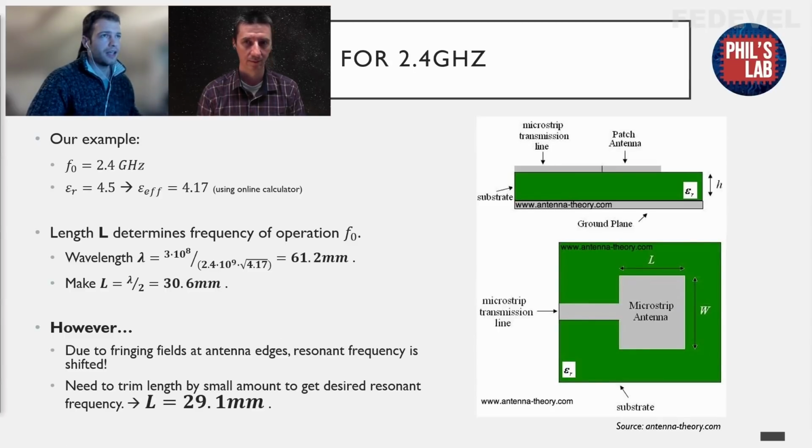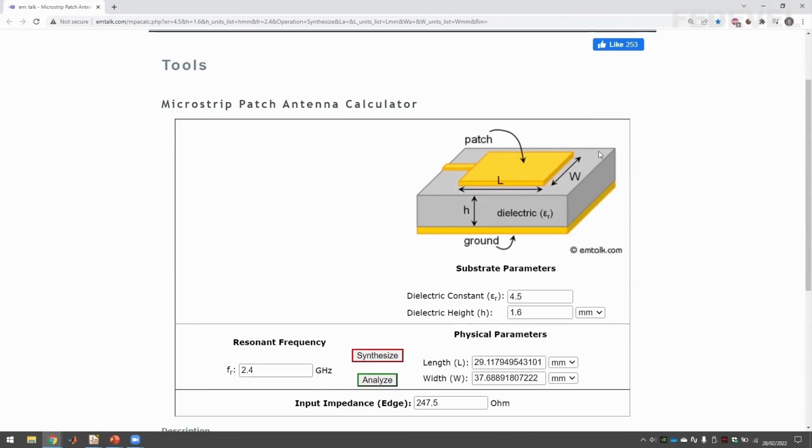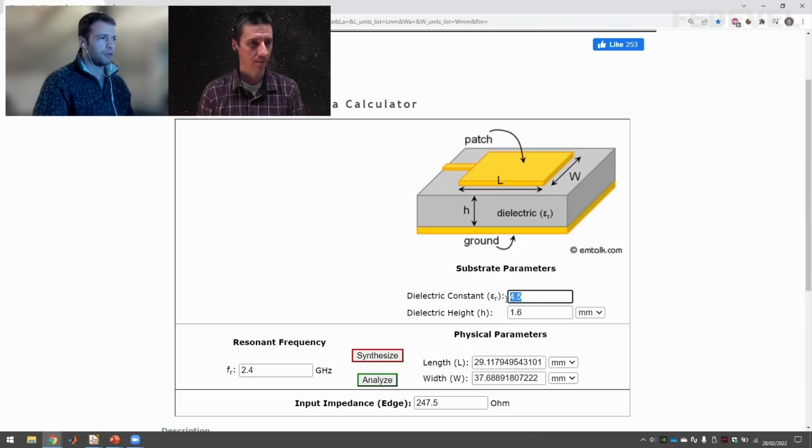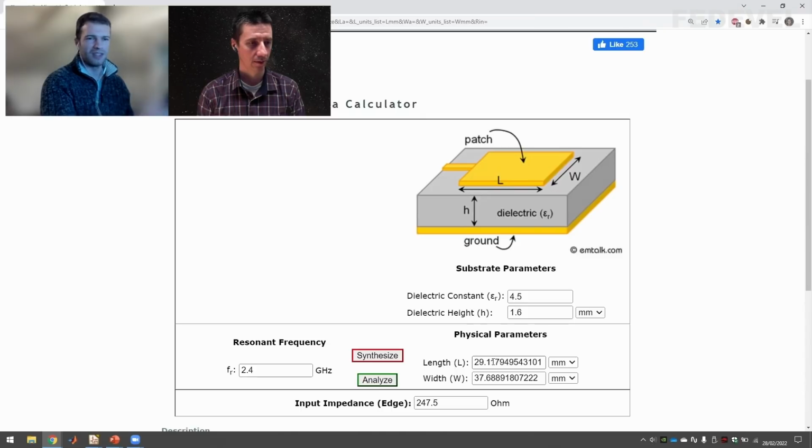There is actually a calculator, and I found there's a couple online. If you just Google it, there's one at emtalk.com, which will calculate the exact lengths that you need. So I've typed in 4.5. I have a dielectric height of 1.6 millimeters, resonant frequency 2.4. I click synthesize, and that gives me this length. And then later on, we'll need this width. So it's about 29.1 millimeters. I guess with manufacturing tolerances, that's as accurate as you can get-ish. So we'll stick with 29.1.